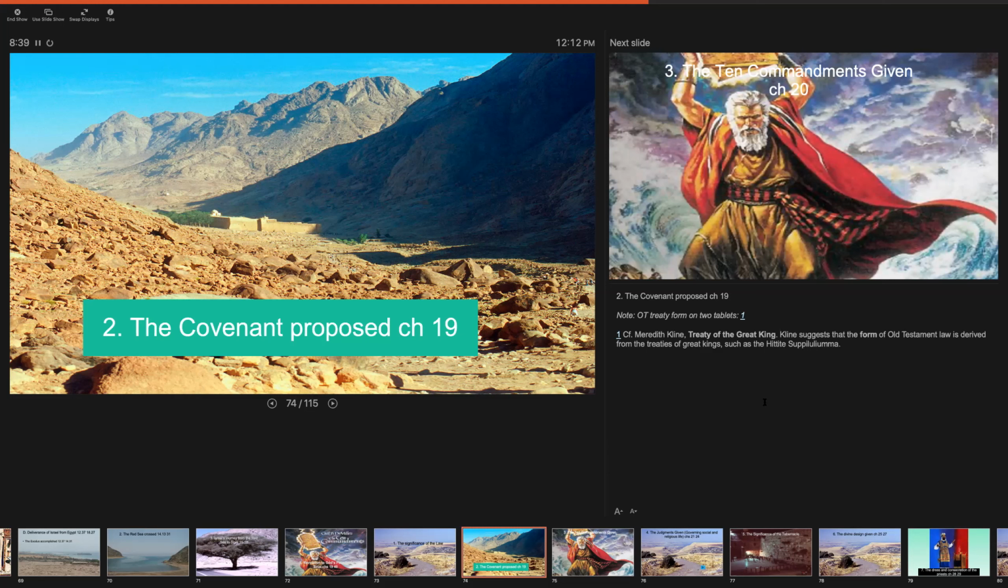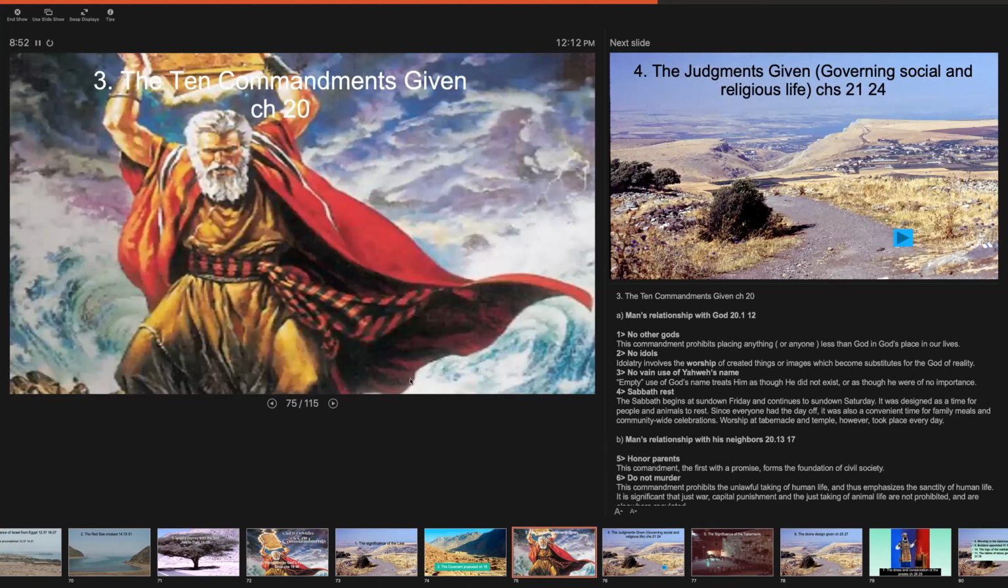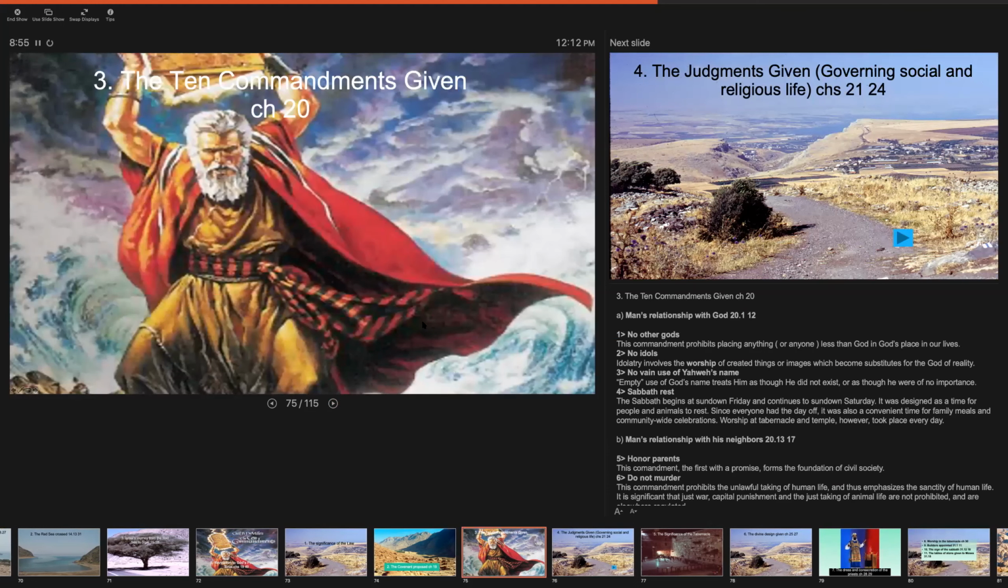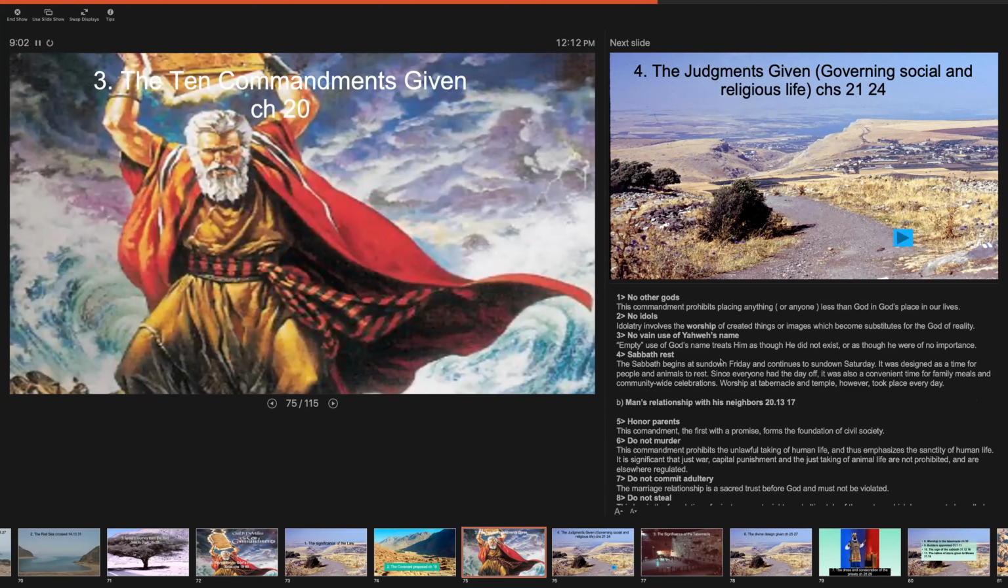We are in many ways the fulfillment of this promise to Israel. And then God goes into the description of the Ten Commandments themselves. There's Charlton Heston as Moses, and the Ten Commandments are found in chapter 20 of Exodus.